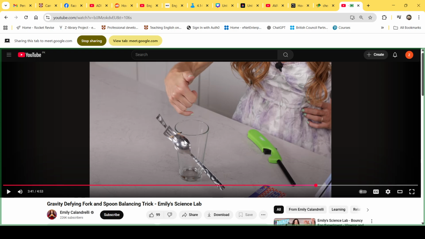Okay? If it was only a match without this spoon and a fork, it wouldn't balance. No. Yeah, even that wouldn't balance, but it can balance with even more weight.